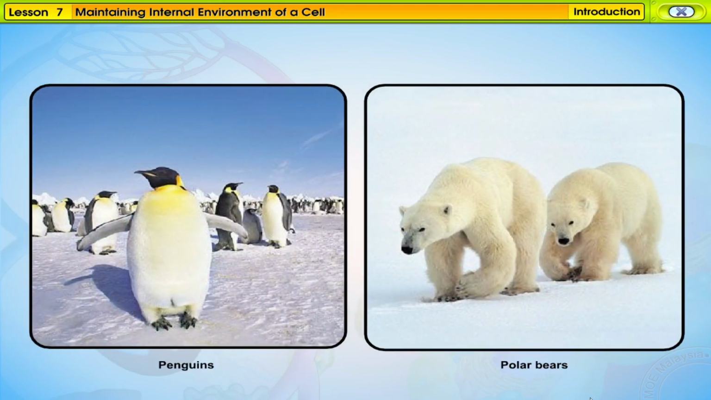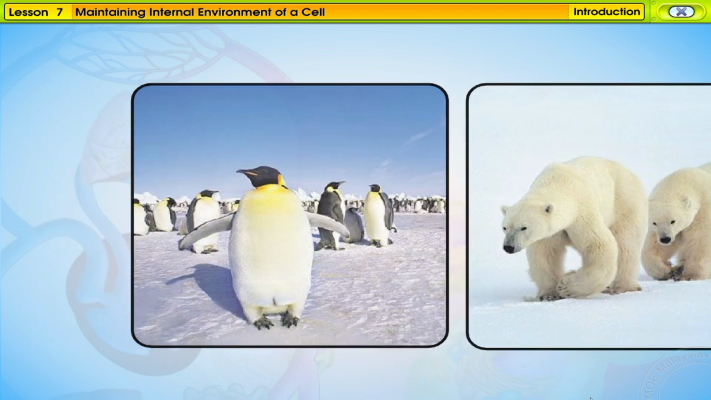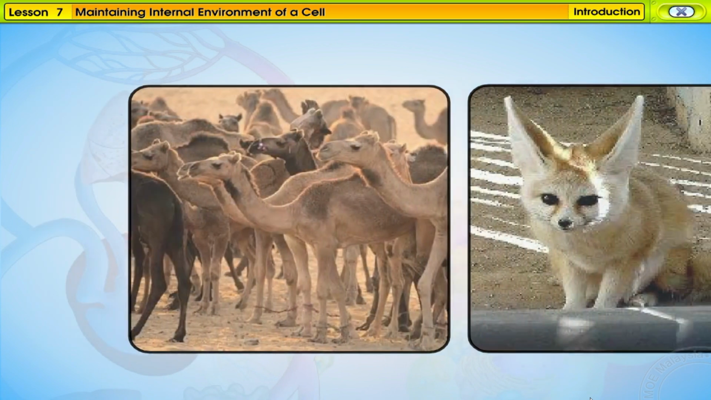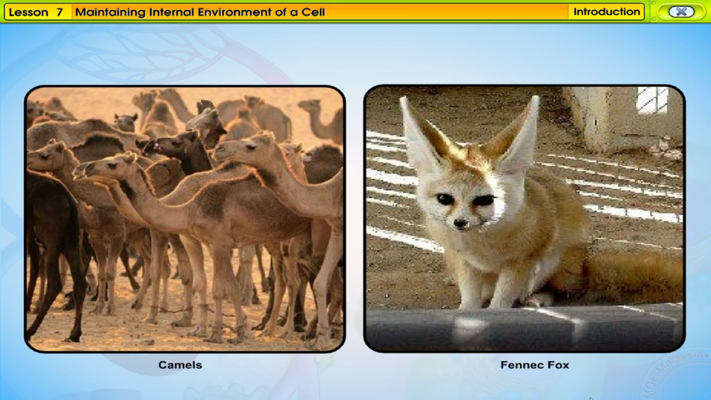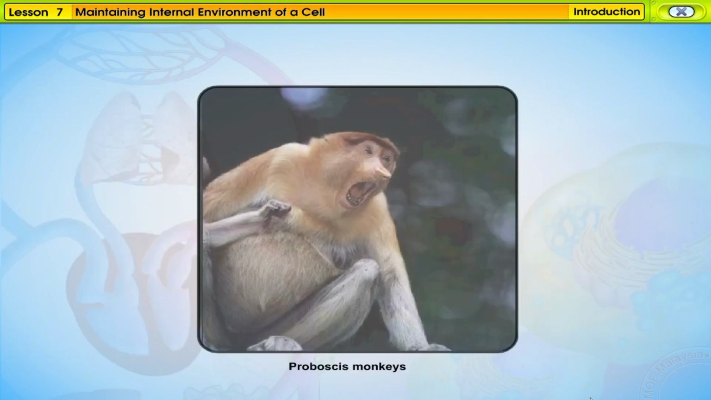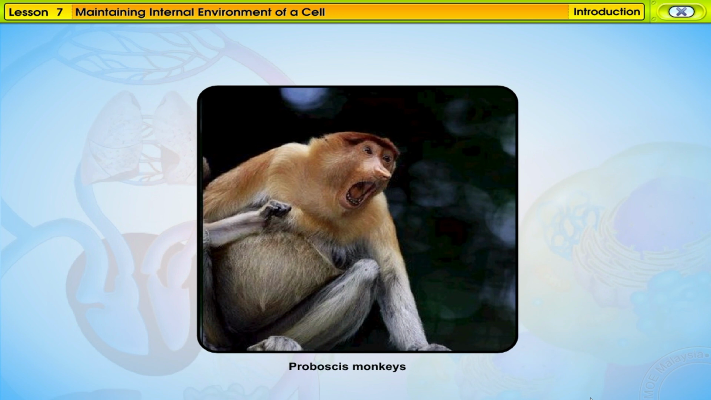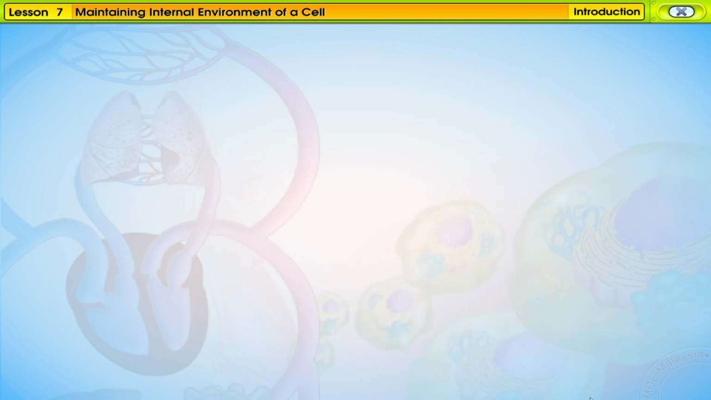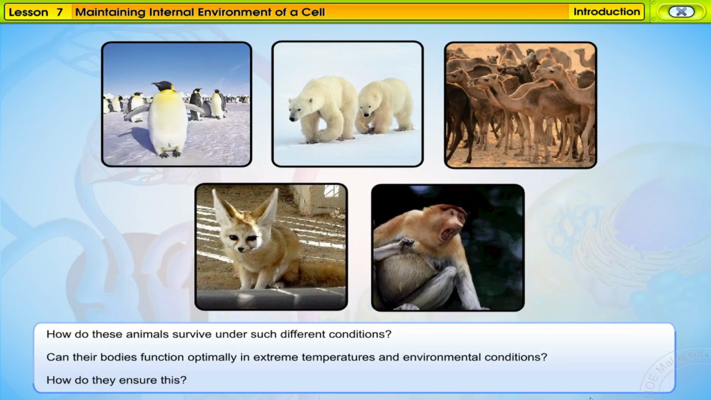The penguins and the polar bears live in regions where the temperature is one of the lowest on Earth. The camels and fennec fox live in deserts where it is hot and dry. Water proboscis monkeys live in the mangrove swamps. How do these animals survive under such different conditions? Can their bodies function optimally in extreme temperatures and environmental conditions? How do they ensure this?